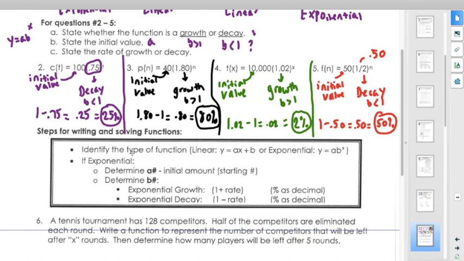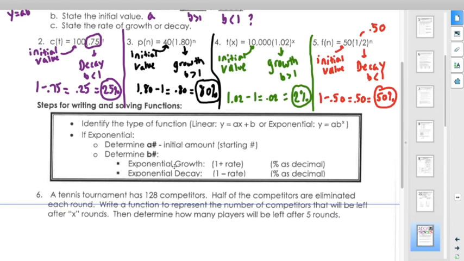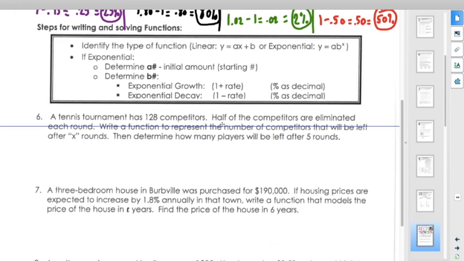Well, first thing, obviously, identify the type of function. Are we working with linear, or are we working with exponential? If it's exponential, first thing, determine A. Determine your initial amount, your starting number. What is it? And then determine B. What is your growth, or what is your decay? Let's take a look at some examples.